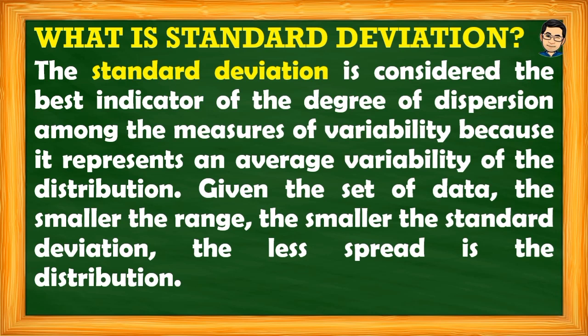And then, given the set of data, the smaller the range, the smaller the standard deviation. The less spread is the distribution. Okay. So, kapag yung range na nakuha natin ay mababa, mababa din po yung makukuha nating standard deviation. Ibig sabihin, hindi magkakalayo yung mga score. Hindi sila sobrang layo. Okay.